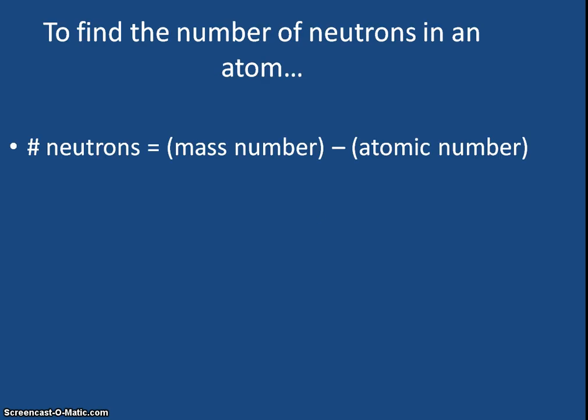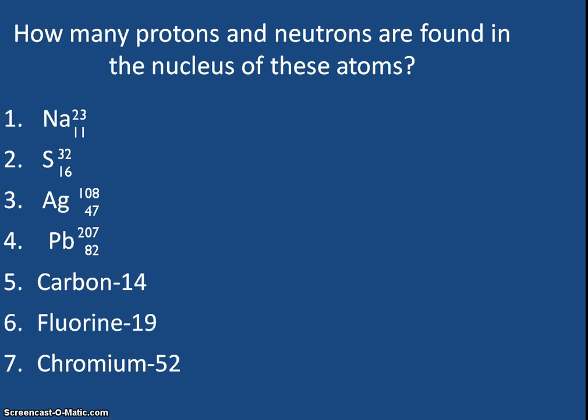So to find the number of neutrons in an atom, you just take the mass number and subtract the atomic number. Go ahead and pause this video now and see if you can figure out the protons and neutrons for the first 4. Don't worry about number 5 yet, I'll talk to you about that in a minute. Try the first 4.